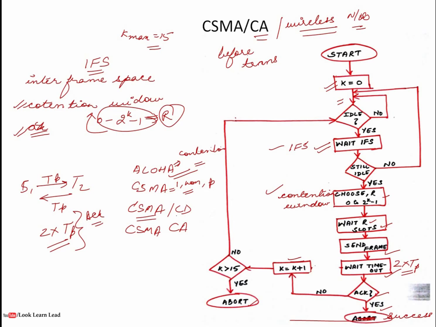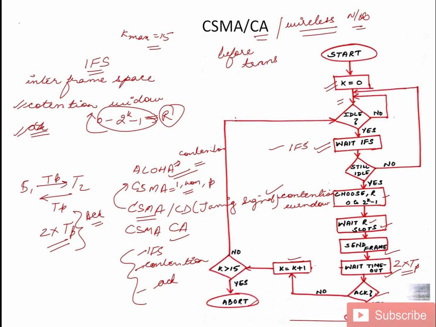In CSMA CD we were using the whole of CSMA, that is 1 persistent, non-persistent and so on, and we were using acknowledgement and contention window for collision detection. Sorry, in CSMA CD we were using the jamming signal. In CSMA CA we were using IFS, contention window and acknowledgements. So these all were random access control protocols.